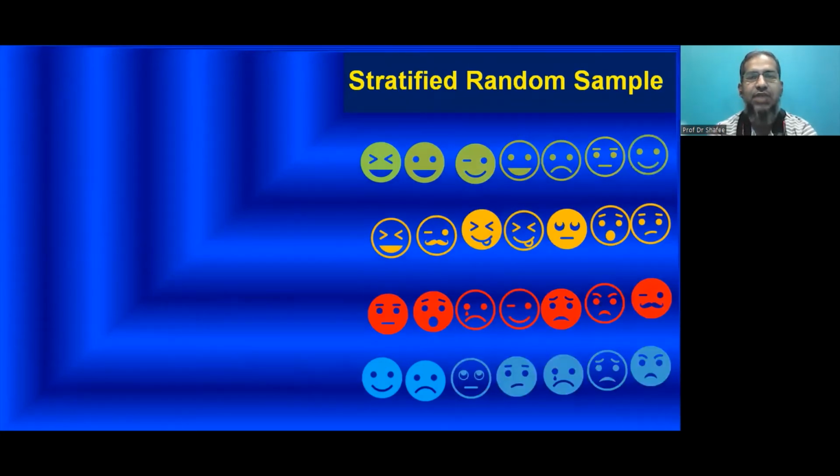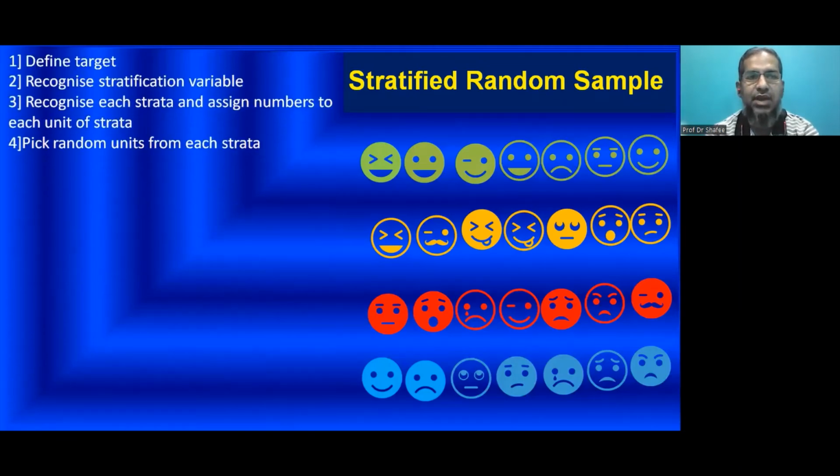The third method is stratified random sampling. Here we first need to define the target, then recognize the stratification variable, that is, identify how you are going to stratify the population. Recognize each stratum and assign numbers to each unit of the stratum. Here you can see there are 4 strata, depending on different characteristics. Each stratum will have particular characteristics. Then pick random units from each stratum.